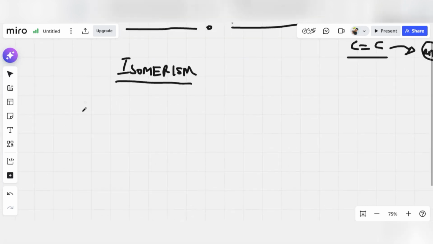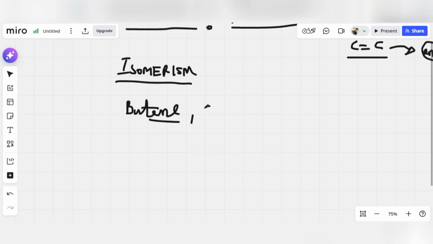So let's say in the structure you actually have a double bond. Let's look at isomerism now, of course, with a compound with a double bond. So let's say you have butene. Let me still use that same butane, but this time butene, the one with a double bond.